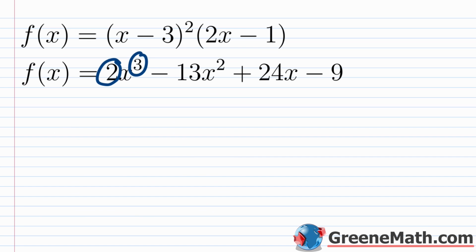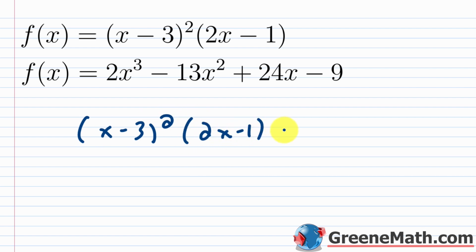We need to get the x-intercepts. And again, for that, you're just going to say x minus 3, quantity squared times 2x minus 1 is equal to 0. Well, one of your zeros is going to be 3 with a multiplicity of 2. So let me write the zeros here. You're going to have 3. And then the multiplicity is 2.